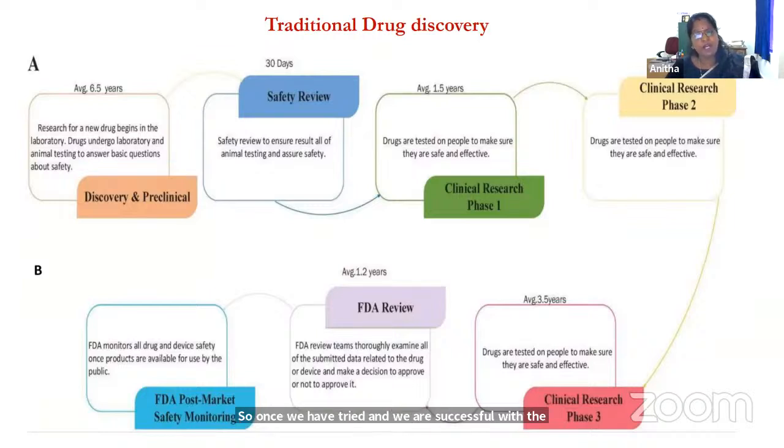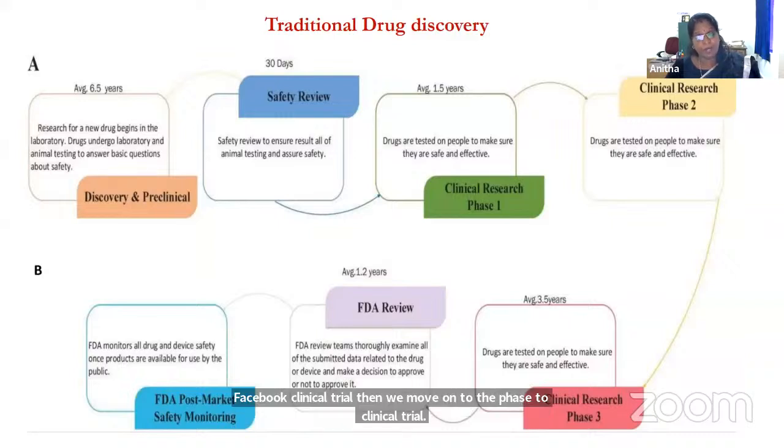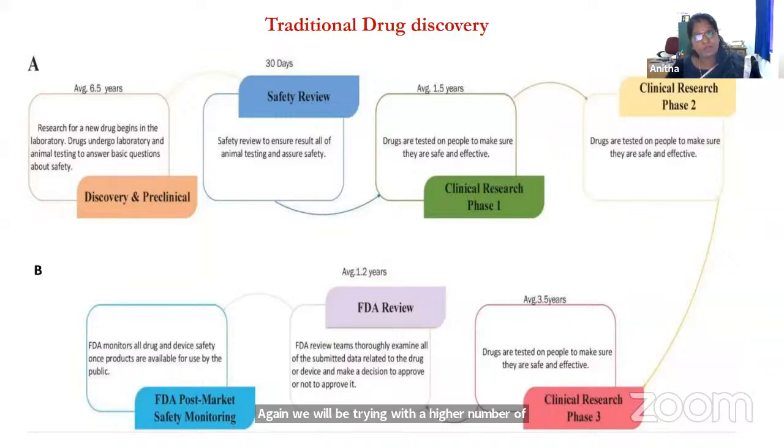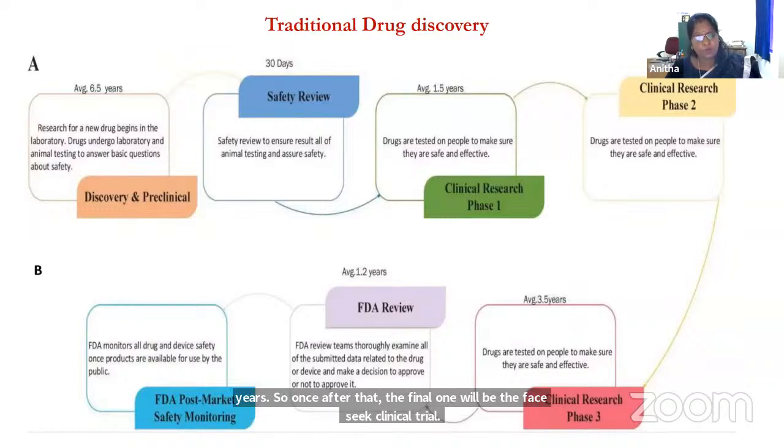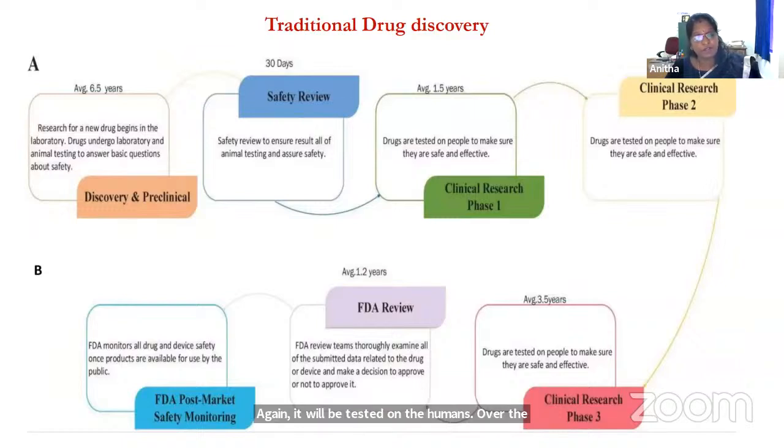Again, we will be trying with a higher number of patients compared to phase 1. That will be an average of around 2 years. After that, the final one is the phase 3 clinical trial. Again, it is tested on humans with a larger population, and the average is going to be 3.5 years.